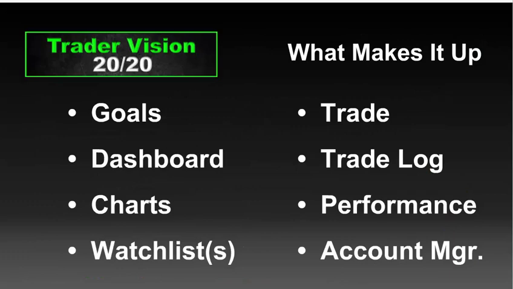So let's talk about what makes up Trader Vision. Basically, at this moment, there are 8 components. We call them widgets. The first one is a goal planning tool that helps you set long-term trading objectives and break that down into what do I need to do on a trade-by-trade basis. In other words, how much do I need to make? What do I need to keep my average loss below to help you manage those trades?